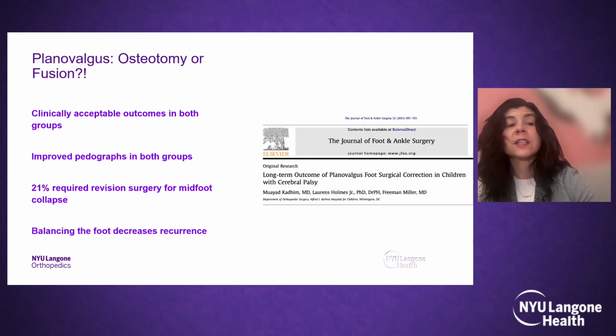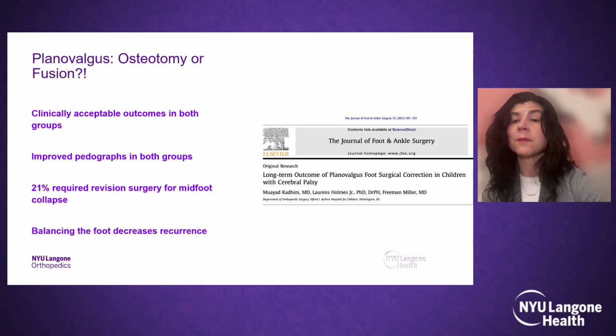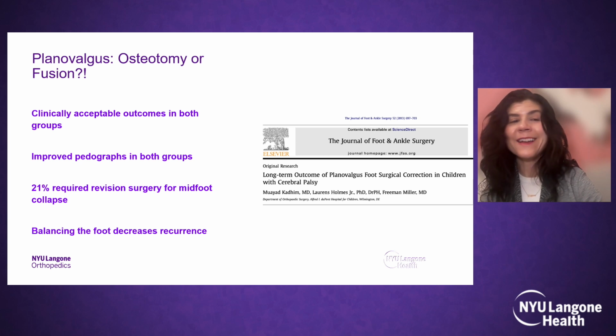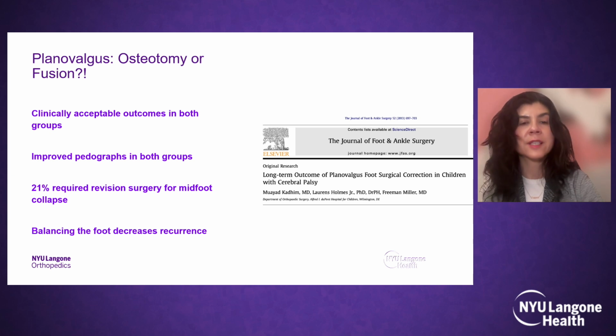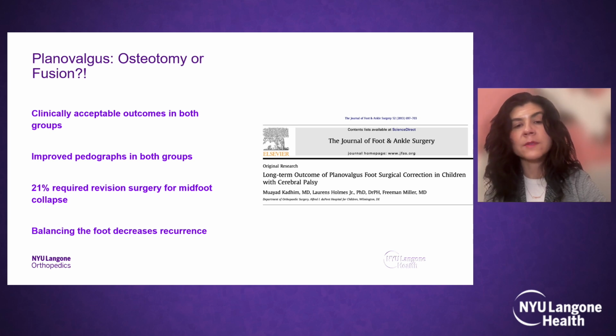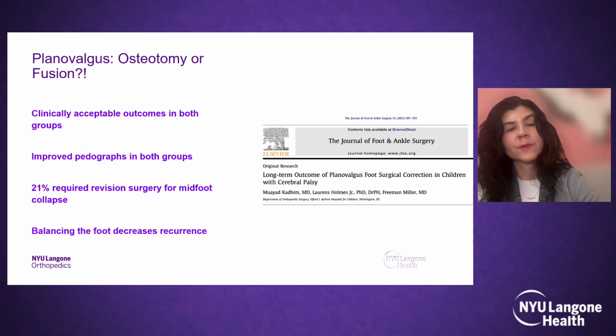So another question we get into often is, do you do an osteotomy or do you do a fusion? Fusion is a very scary word, right? Parents hear that and they say, oh, we're going to put your two bones together. It can sound very scary. So there's an excellent paper, which I would encourage you all to download, looking at long-term outcomes of planovalgus foot correction in children with CP.